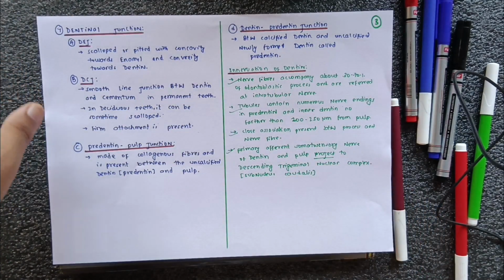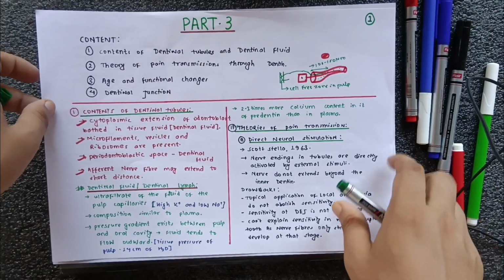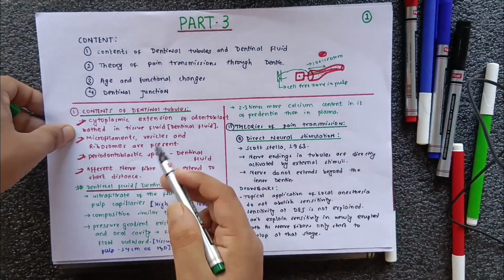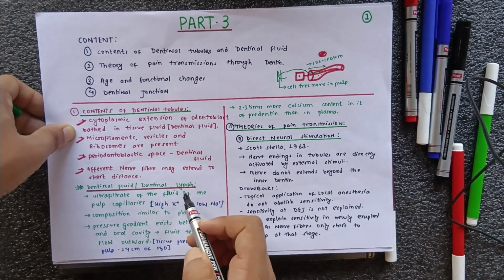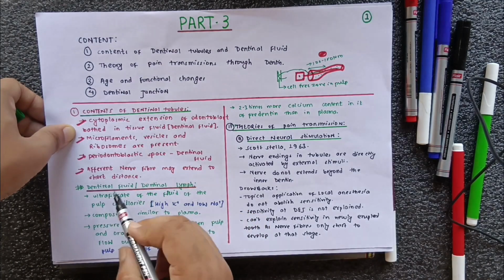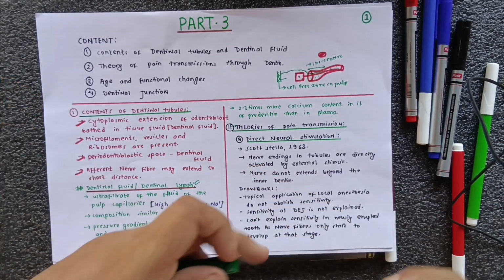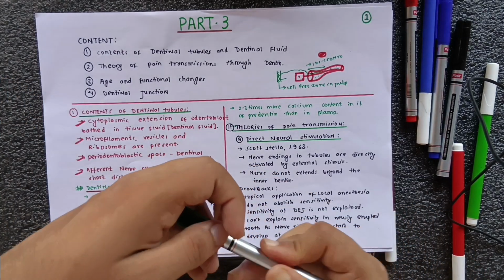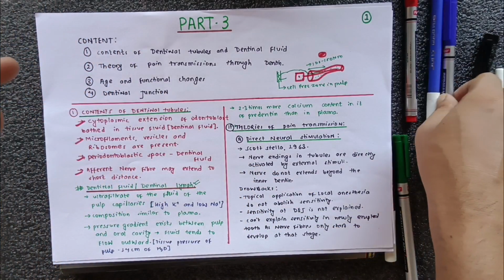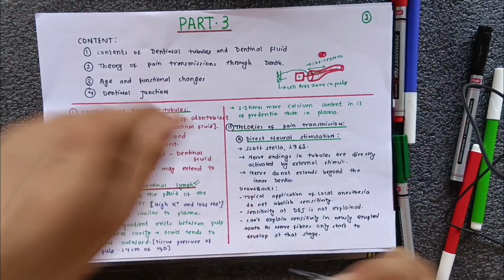Okay, so after that, we were here in the contents of the dentinal tubule. Now in the dentinal fluid and dentinal lymph section, dentinal fluid is also called dentinal lymph. This is an MCQ, so they can ask you in a viva, or in a different kind of MCQ exam, and there you should tell this.